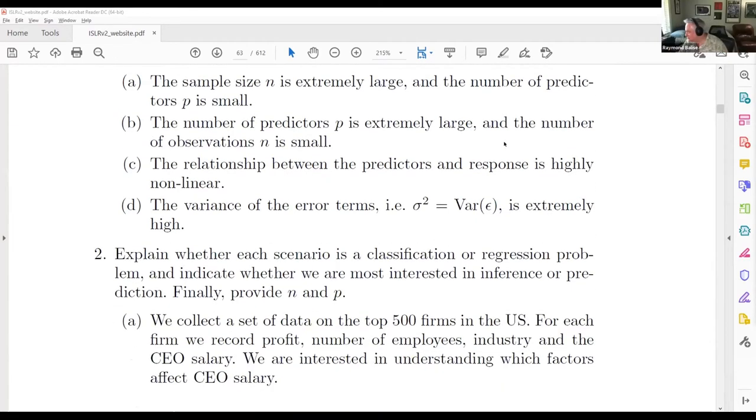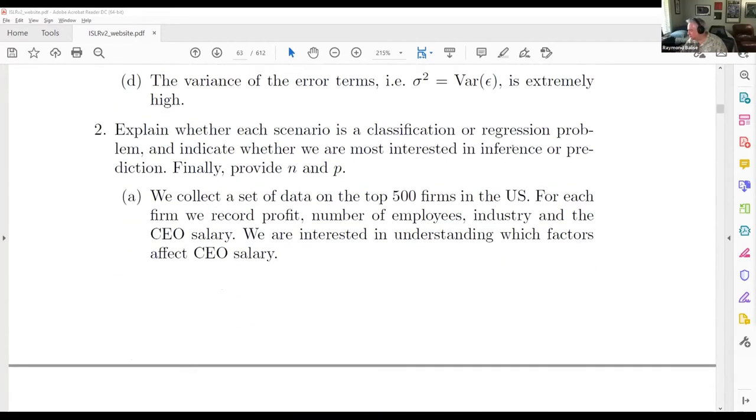Okay, now they're going to give us some situations and we figure out if it's classification or regression, whether we care more about inference or prediction, and then we provide N and P. The first one is we're collecting a set of data on the top 500 firms in the US and recording profit, number of employees, industry, and the CEO salary. And we want to understand which factors affect CEO salary.